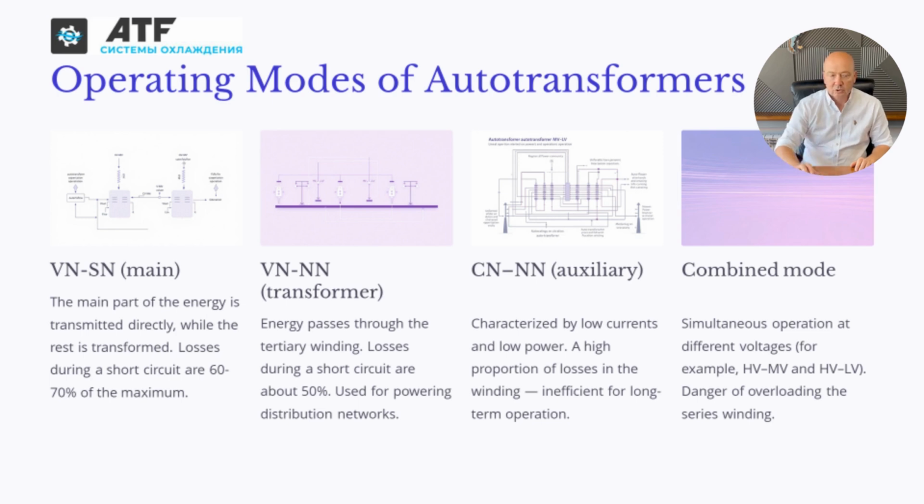Energy passes through the tertiary winding. Short-circuit losses are about 50%, used for supplying distribution networks from the main input. Medium voltage to low voltage or low voltage to medium voltage: characterized by small currents and low power. A large share of winding losses makes it inefficient for long-term operation.